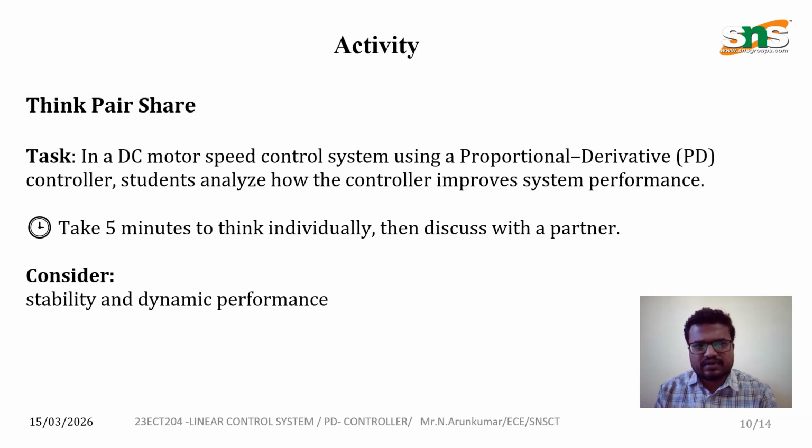Activity. The activity given here is: in a DC motor speed control system using a proportional derivative controller, students should analyze how the controller improves the system performance. Take 5 minutes to think individually, then discuss with your partner. Most probably you can consider the stability and dynamic performance, because stability and dynamics are very essential for the stability of the concerned solution of the problem.